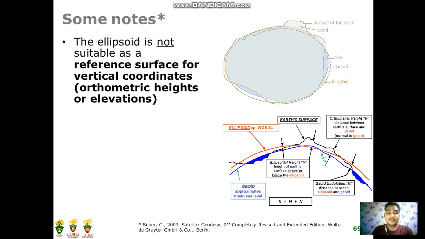And the ellipsoid is not suitable as the reference surface for the vertical coordinates such as orthometric heights or elevation. As we all know nga si ellipsoid is ang smooth, no? Smooth siya nga surface. And naa siya mga mathematical formulas and parameters to determine the coordinates, no? Coordinates of that, the horizontal coordinates of that point, specific point. So dili siya pwede gamiton sa vertical coordinates or kanang height, no? Kaya we all know nga ang surface sa earth is irregular, no? Mubaba siya sa ellipsoid, naa usay mo saka siya sa ellipsoid.